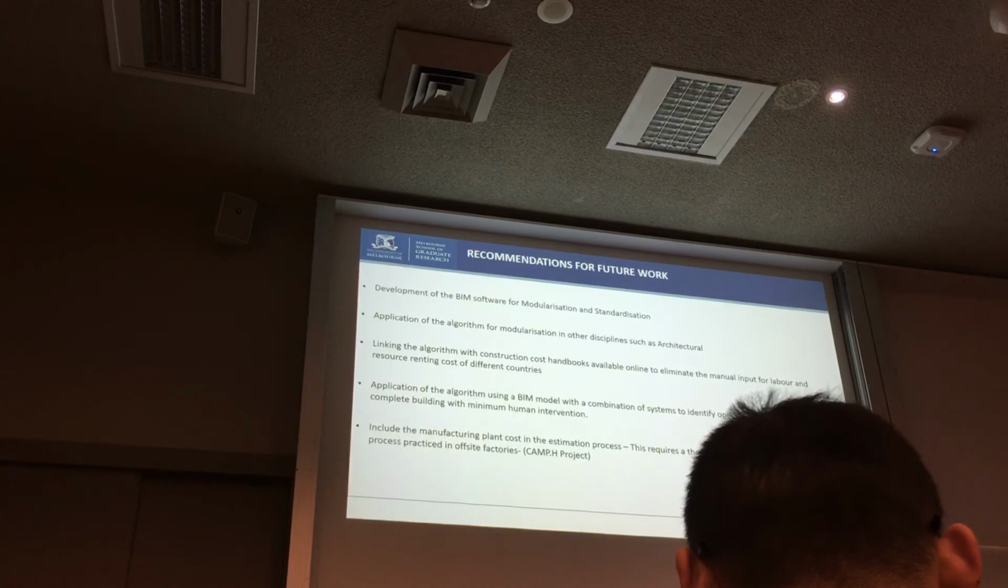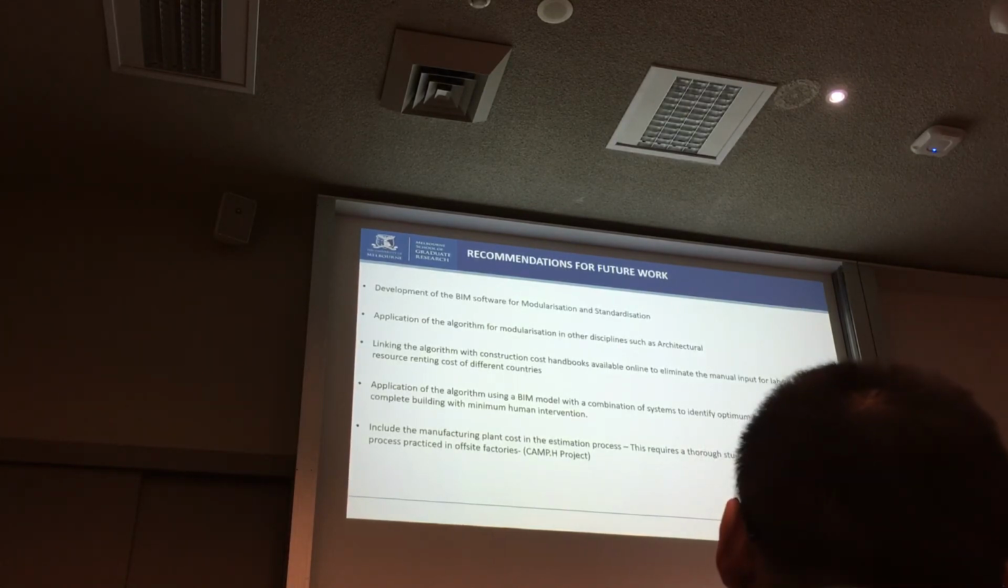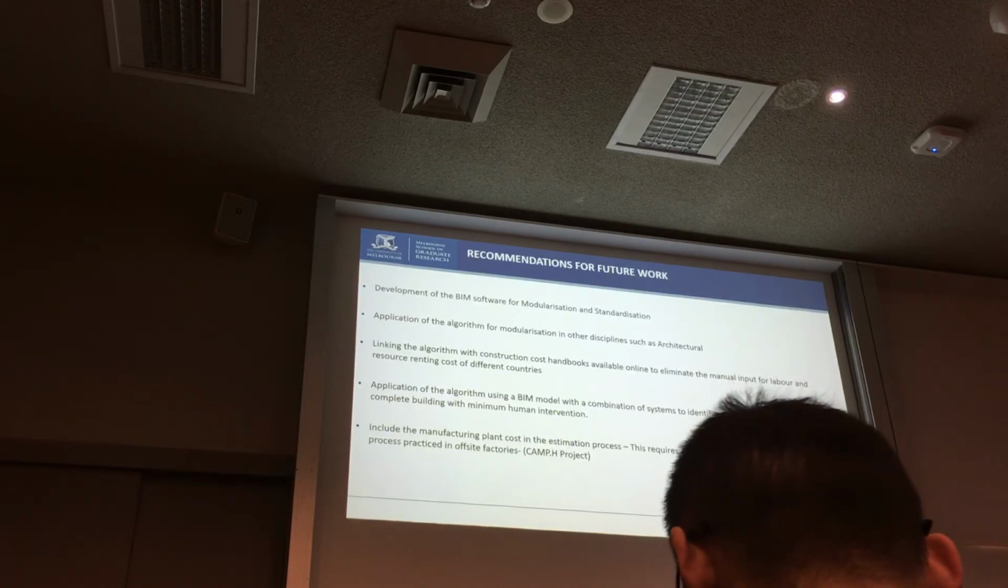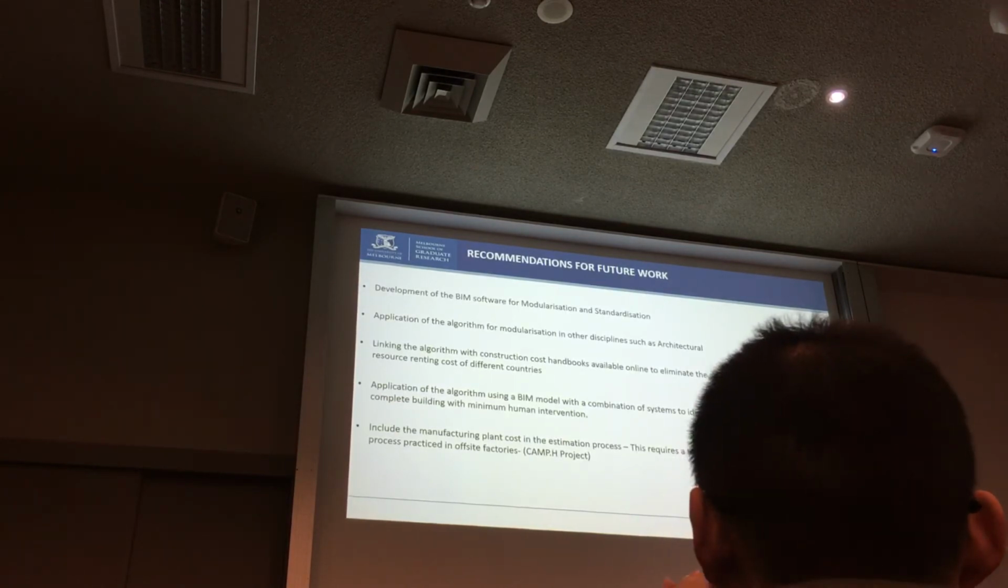So recommendations for future work. This method can be developed into a BIM software for modularization and standardization so that it can be easily applied in the industry. Application of the algorithm for modularization in other disciplines such as architectural or a combination of these things. Then linking the algorithm with the construction cost handbooks so that the estimation of installation cost is also an automated process. The application of the algorithm using BIM for the complete combination of different systems of the building so that only a single BIM model is required to identify optimum modules for the whole building.